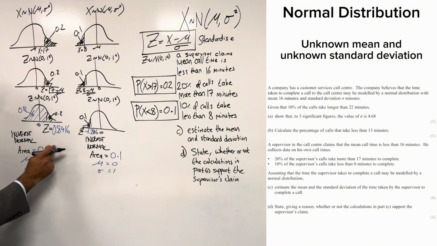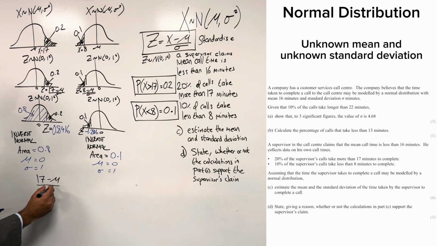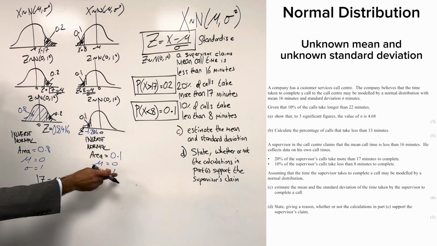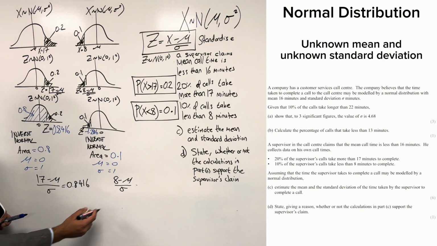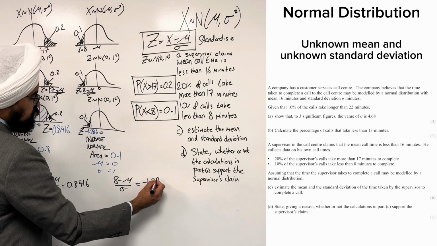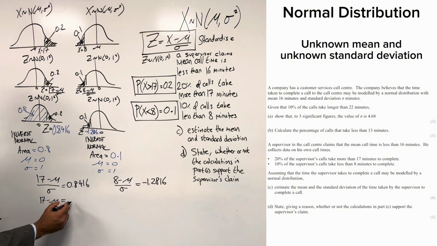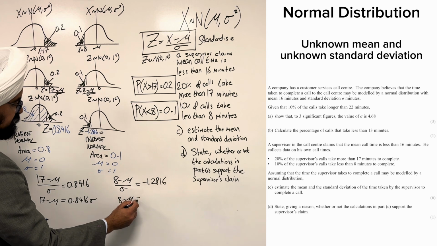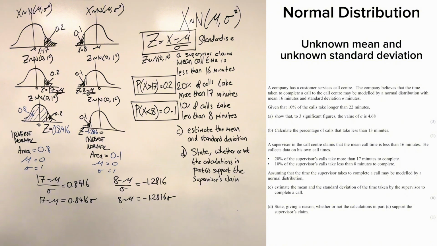And now you're in a situation where for both statements you can form equations. So I have in these graphs (17 minus mu) over sigma is equal to 0.8416. On the right hand side we've got (8 minus mu) over sigma is equal to minus 1.2816. So I have two equations and two unknowns. So let's solve it. 17 minus mu is equal to 0.8416 sigma. 8 minus mu is equal to minus 1.2816 sigma.